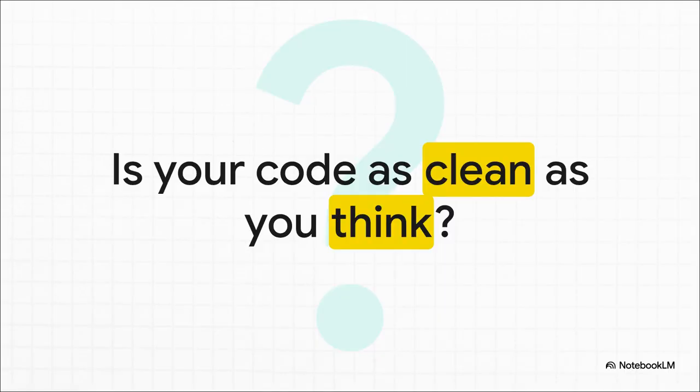I want you to think about this for a sec. Is your code really as clean as you think it is? We all write code that feels solid at the moment, right? But you know how it goes. Hidden issues can be lurking just under the surface, just waiting for the worst possible time to pop up. So how can we be sure we're not missing something?